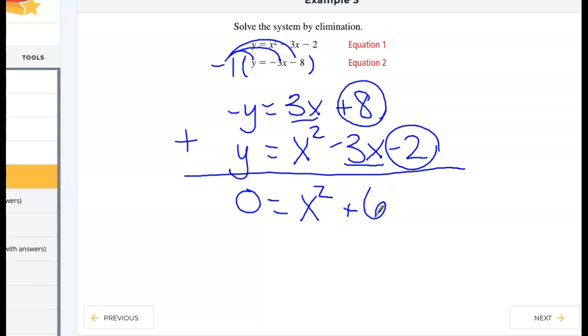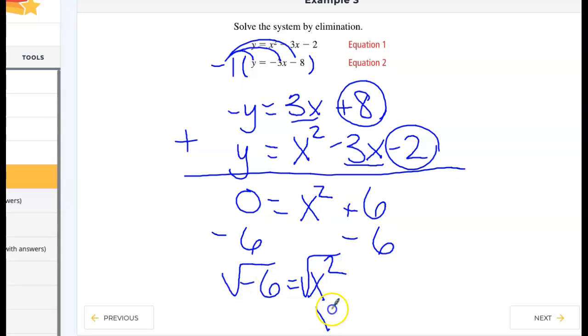So now we just solve for x. How would I get x by itself? Subtract 6. So I'd have negative 6 equals x squared. Now I would square root it. So x equals what? No solution, because you can't have the square root of a negative number, right? So the answer to this one is just no solution.